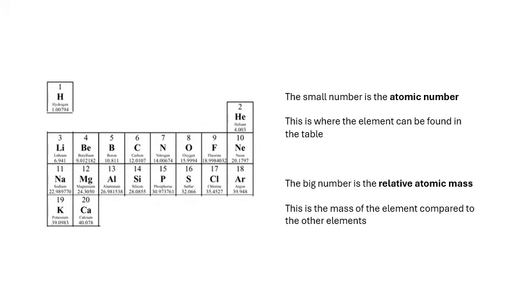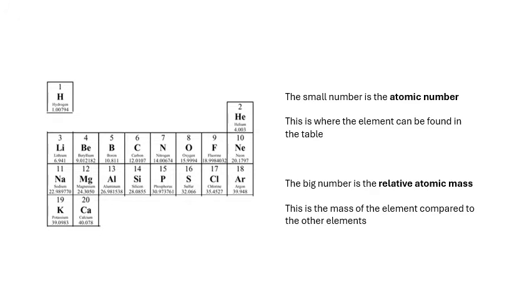Now, what do the numbers mean? Well, you've got the small number, and it's basically where the element is in the table. It's called the atomic number. So hydrogen is 1, helium is 2, lithium is 3, beryllium is 4, boron is 5, ... plutonium is 94. We'll worry about protons in a minute, okay? But basically the atomic number is where it is in the table. They're in order of mass, and so number 1 is the lightest.